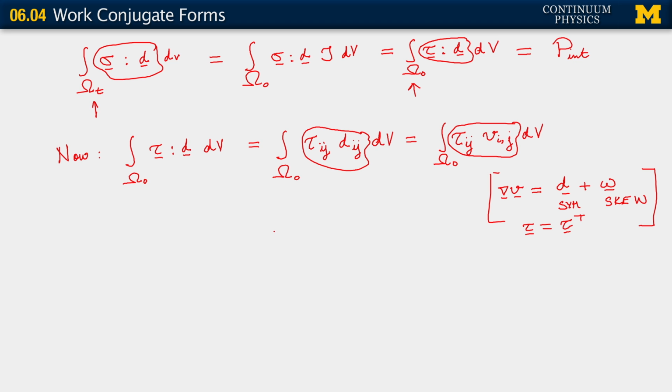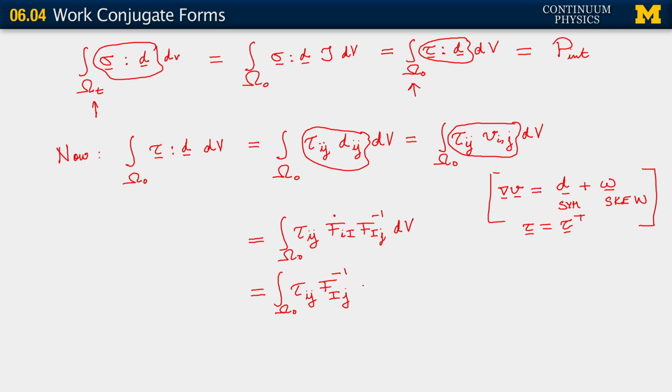But then this is also the integral over omega naught of tau ij. Now, vi comma j can be written in terms of F dot I, say capital I, F inverse capital I little j dV. And what I'm going to do is to take this term and rewrite it as the integral over omega naught of tau ij, and I'm going to bring that F inverse here.